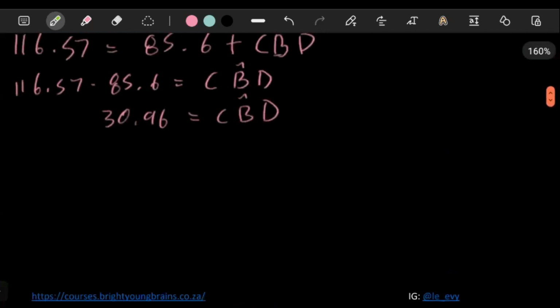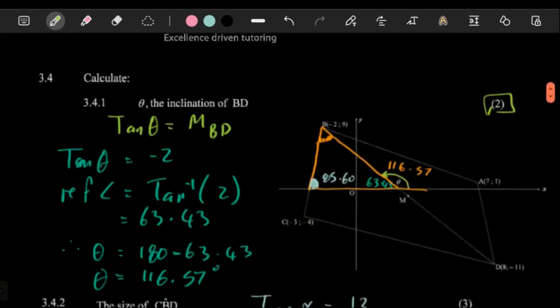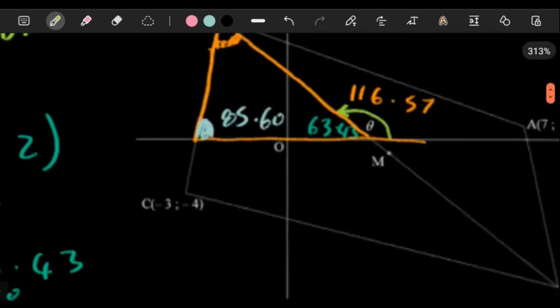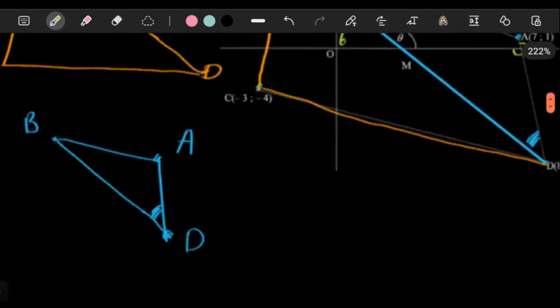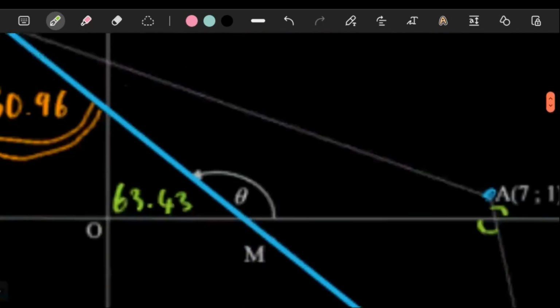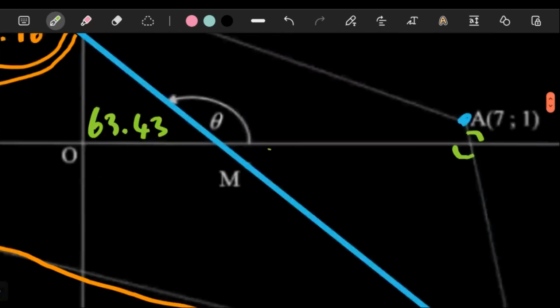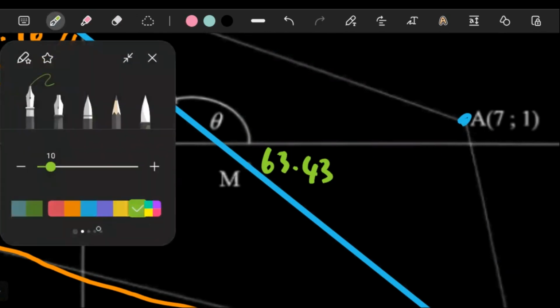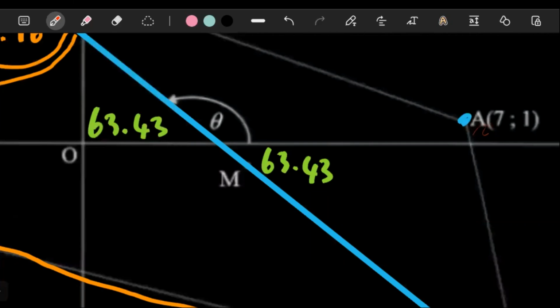We got it as 63 point what? 63.43. So remember, this is 63.43, right? Meaning that this angle is also going to be 63.43. Let me maybe use a different color for this side so that we don't get mixed up. So let's just get this.